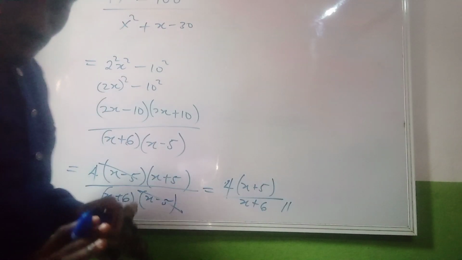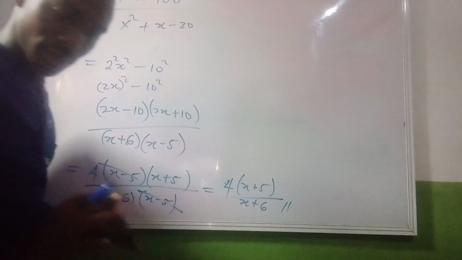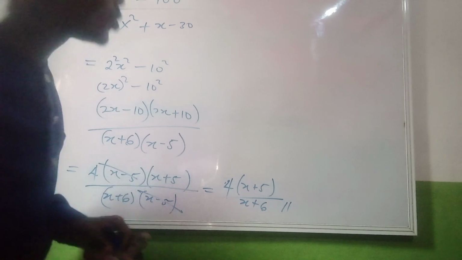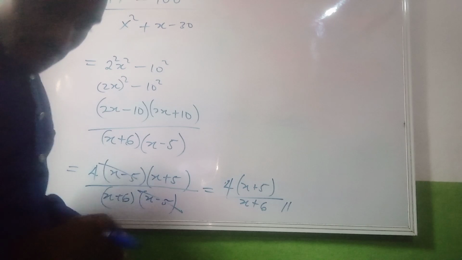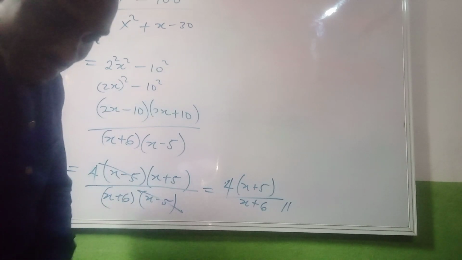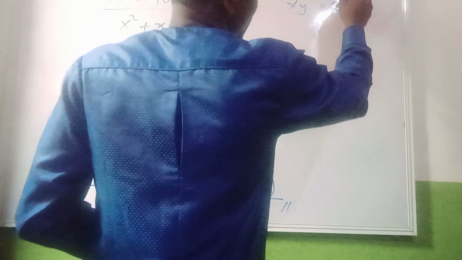Number 10, look at the grammar. The sum of two numbers, x and y, that is x plus y, listen to the language, is 12. And their product is 30, meaning xy is 30.